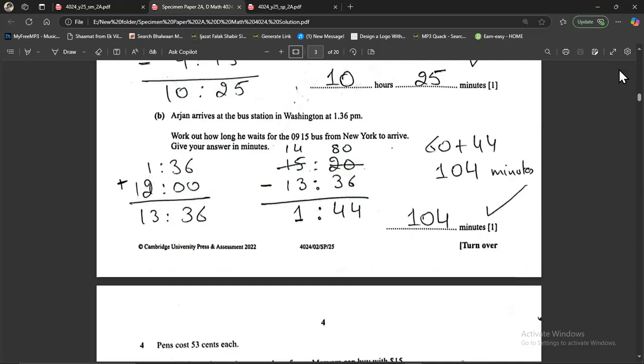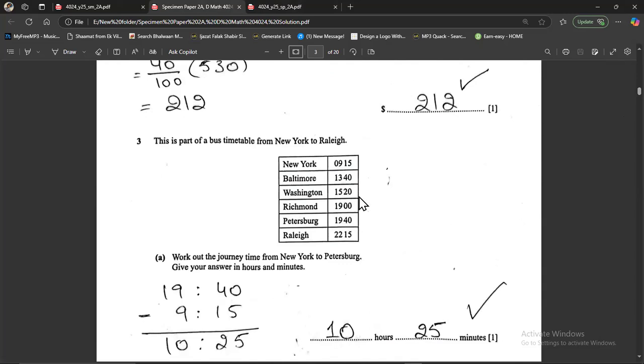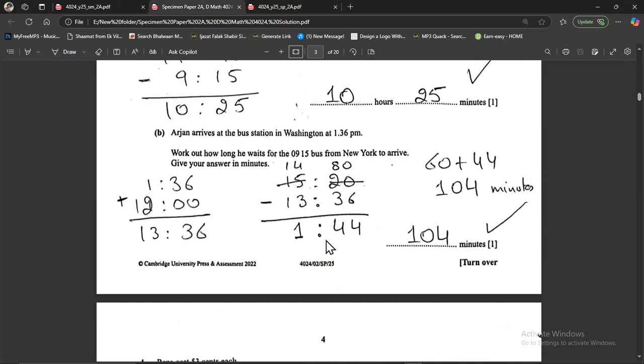How do I know this? We have this timetable. At Washington, it is at 15:20. So from 15:20, subtract 13:36. From 20 minutes, you cannot subtract 36 minutes, so I will borrow 1 hour from here. When 1 hour is borrowed, in minutes it will be 60 minutes. So add 20 plus 60, you get 80. From 80, subtract 36, you get 44 minutes.